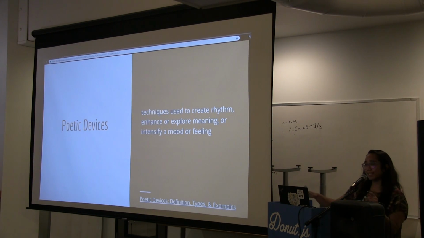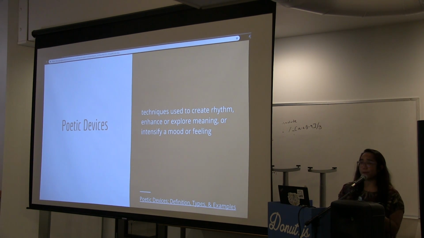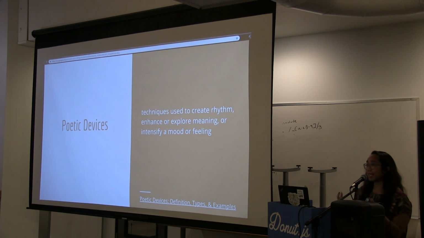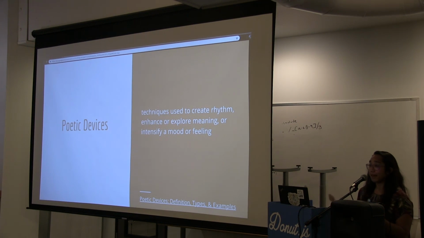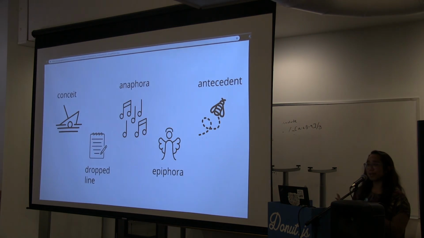But first, let's define what a poetic device is. It is a technique used by poets to shape or form their poem, and it's used to create rhythm or enhance or explore meaning or a concept, or to intensify a mood, a feeling, or an atmosphere. You're probably already familiar with some poetic devices like rhyming patterns, similes, and metaphors. So the 5 poetic devices I want to talk about are conceit, dropped line, anaphora, epiphora, and antecedent.